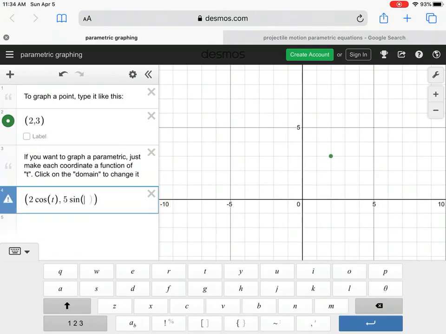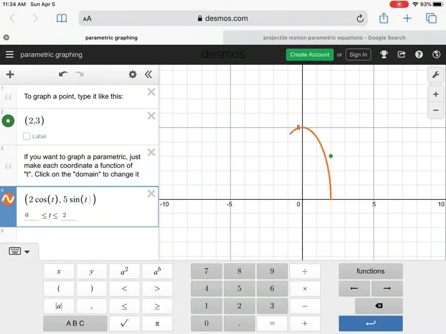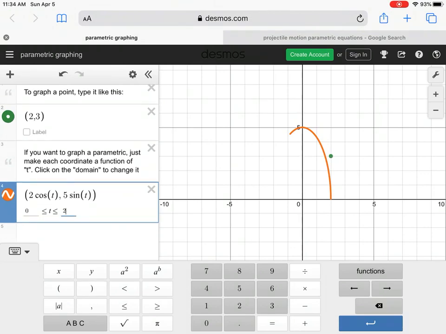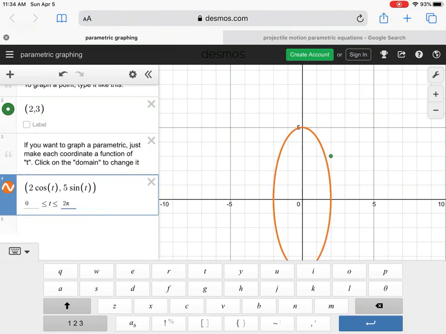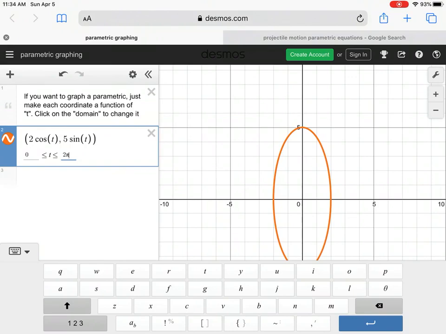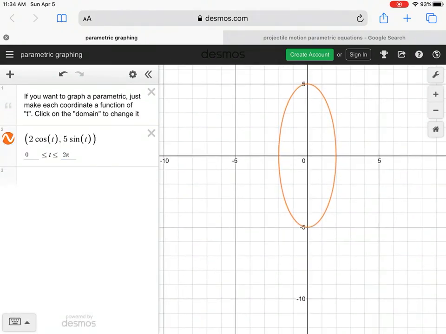Sine, and then go back and grab my t. All right, and I want t between 0 and, we'll say, 2 pi. So 2, and then if you want to actually get the pi symbol, you can just type in pi and it knows. All right, and I'll delete this point up here. So there you go. There's our ellipse, just like we thought it would be.